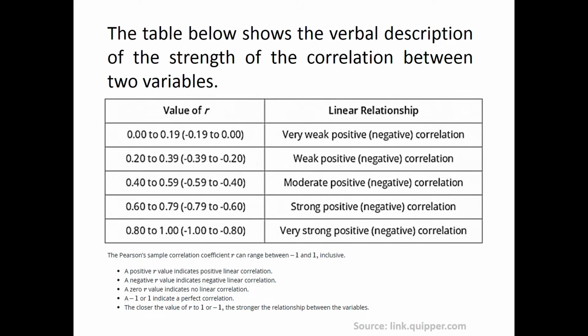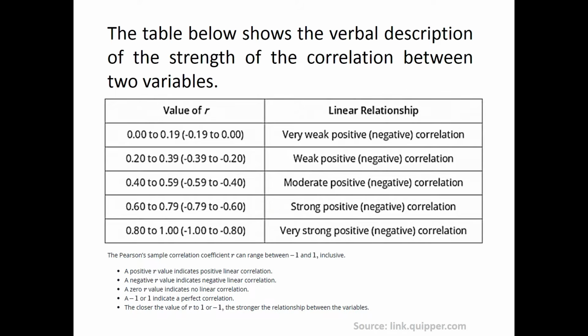So remember, the Pearson sample correlation coefficient. So if you could take note while watching or while listening to this vlog, so mas mabuti. So you'll have knowledge after watching this video. So remember that the Pearson sample correlation coefficient can range between -1 and 1 inclusive. Okay? A positive R value indicates positive linear correlation, as I was saying. And a negative R value indicates negative linear correlation.